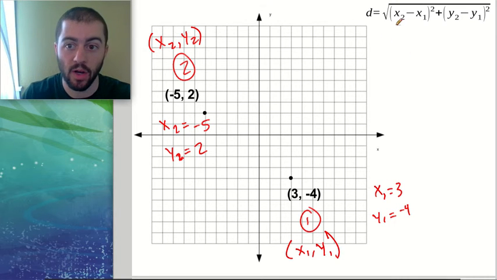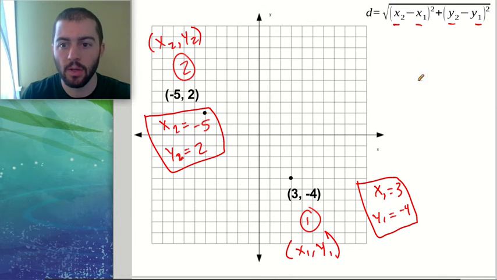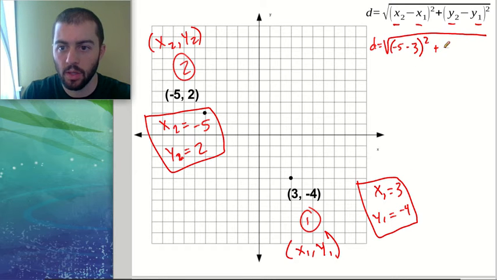You need 4 numbers, right? x2, x1, y2, and y1. We now have all 4 numbers that we need for the distance formula from these 2 points. So going to solve here, we're just going to plug these numbers straight into the formula. So distance equals square root, and then we have x2 is negative 5 minus x1, which is 3, squared, plus our y2 is 2, minus our y1, which is negative 4. And then that number is squared as well.